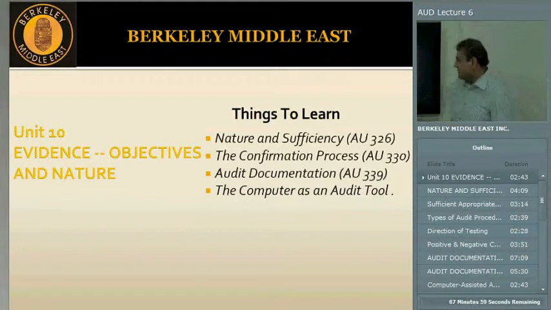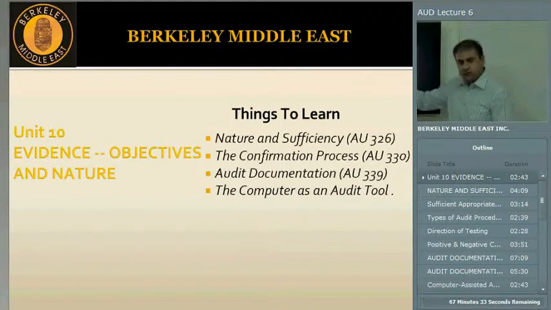We'll start our discussion, Unit 10, Evidence, Objectives and Nature. In this chapter, we will learn what the nature and sufficiency requirements are, what the definition is, and what, as an auditor, we should know and consider as sufficient evidence, and what the nature, extent and timing of the transactions and the accounts are.